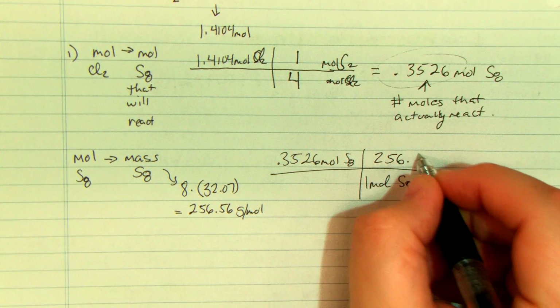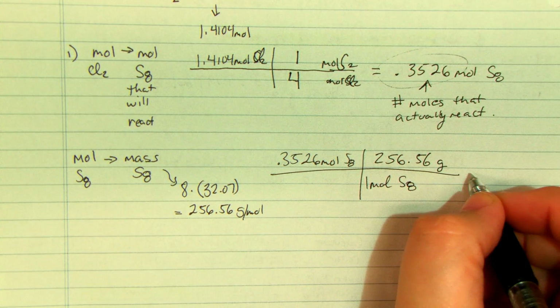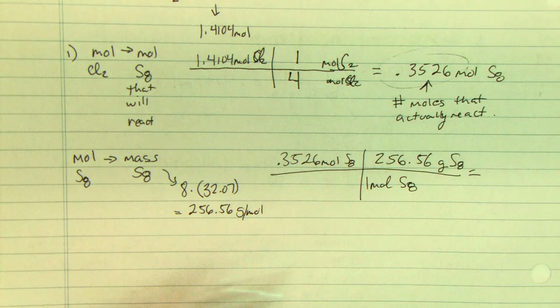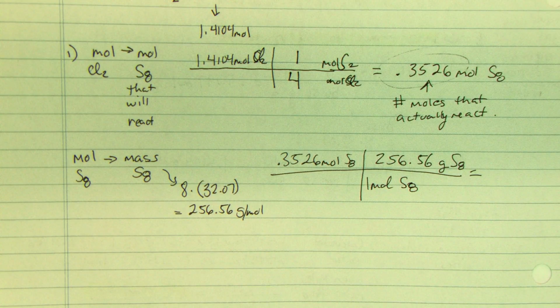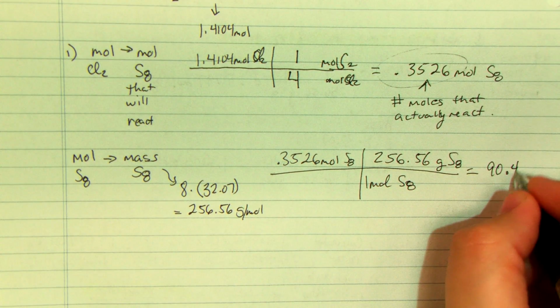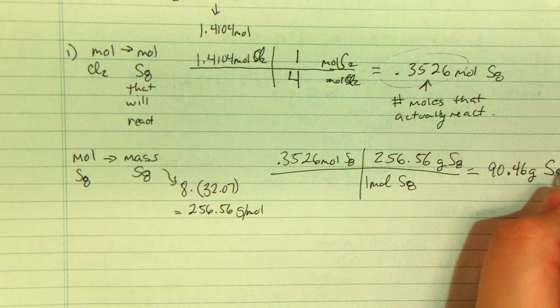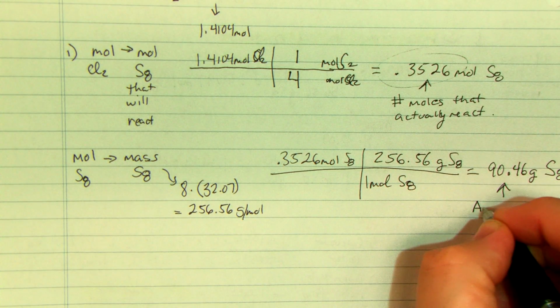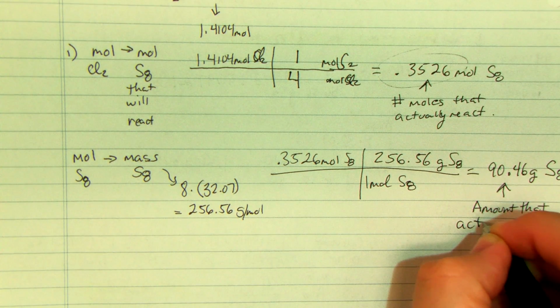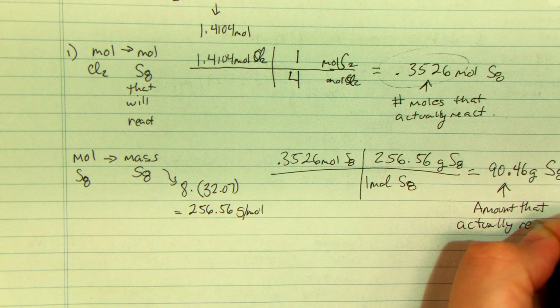256.56 grams of S8. Now, what do I do with these two numbers? They're both in the top, so what do we do? Multiply. So I'll take the 256.56 times 0.3526, and it ends up being 90.46 grams of S8. This is the amount that actually reacts.